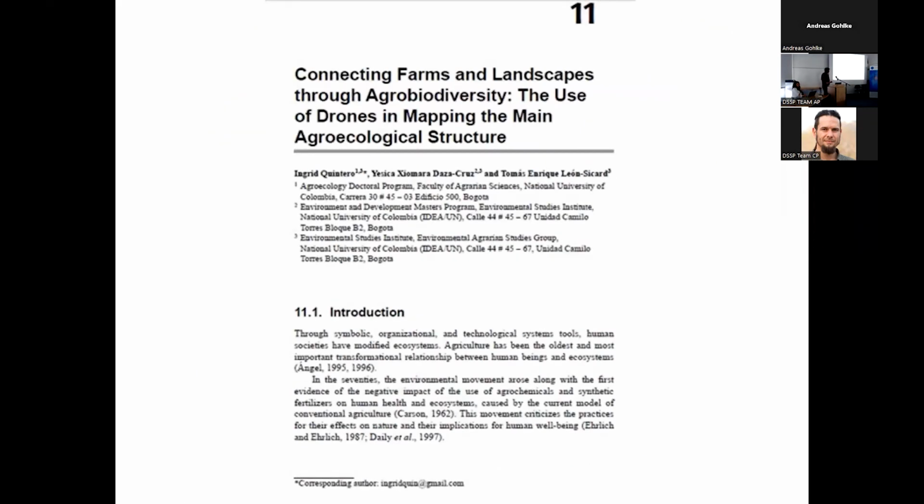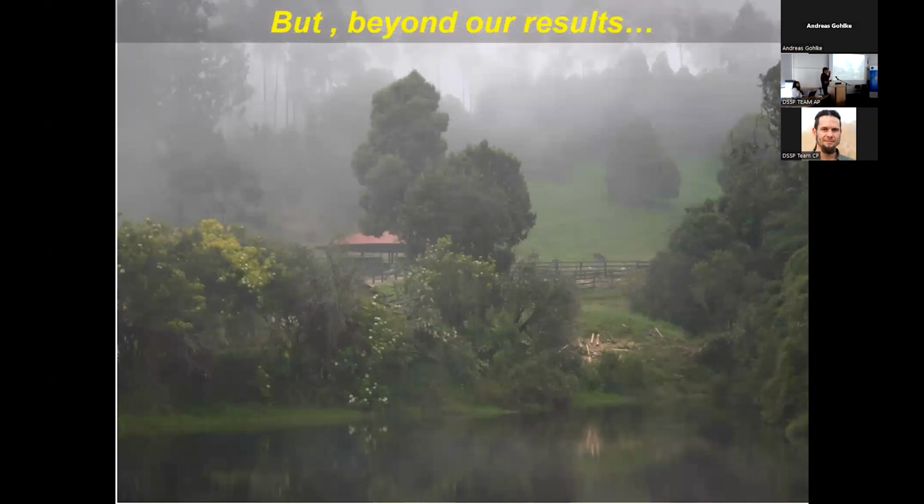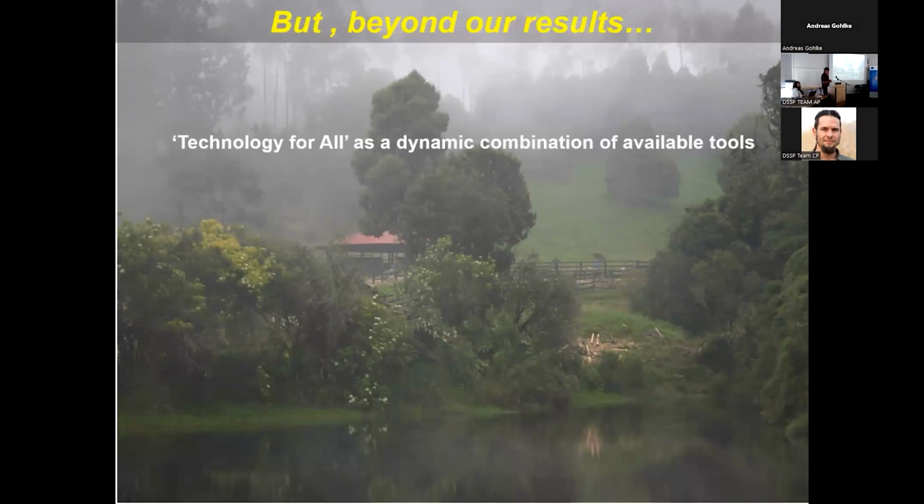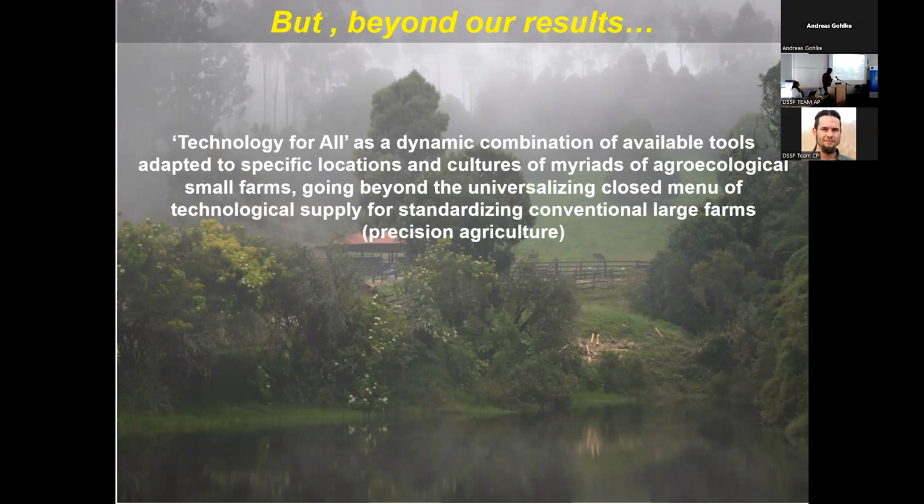Connected farms and landscape through agrobiodiversity. But beyond our results, I want to quote this paragraph of Massimo De Marchi, a professor from Padua University who is using our index. He says, technology for all as a dynamic combination of available tools adapted to a specific location and culture of myriads of agroecological small farms, going beyond the universalizing closed menu of technological supply for standardizing conventional large farm precision agriculture.